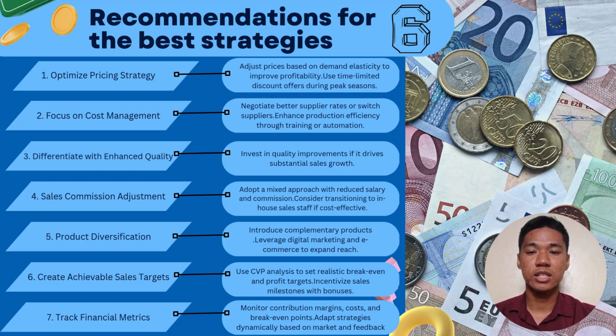Next, product diversification into complementary products. Leverage digital marketing and e-commerce to expand reach. Next, set achievable sales targets. Use CVP analysis to set realistic break-even and profit targets. Give incentives for sales milestones with bonuses. Finally, track financial metrics, monitor contribution margin, cost and break-even point, and adapt strategy dynamically based on market and feedback.